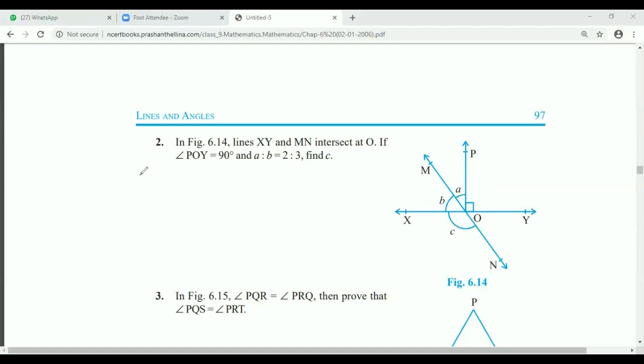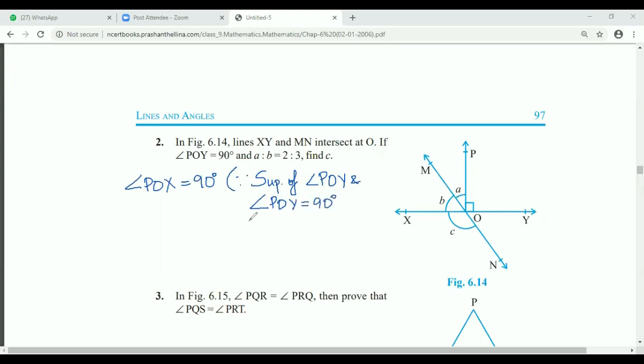So angle POX is equal to 90 degrees. How will you get that? The reason is that it is the supplement of angle POY, and the measurement of angle POY is given as 90 degrees.